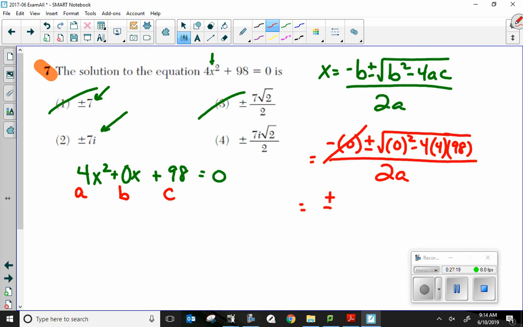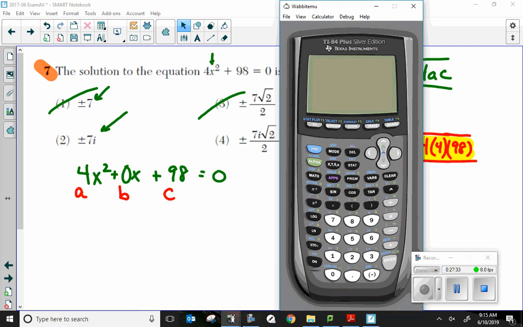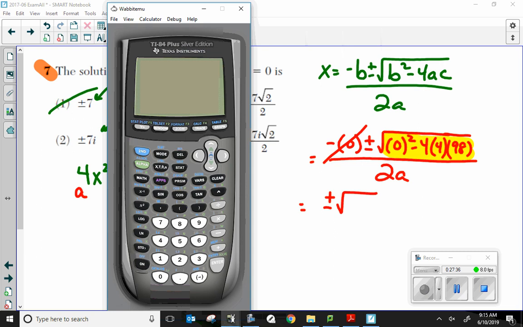Let's figure out what this is underneath a radical. Now, I know it's going to be radical something. Let's just put that highlighted value in the calculator. Second, quit, clear. I'm going to take 0 squared minus 4 times 98, and hit enter. It's negative 1568.